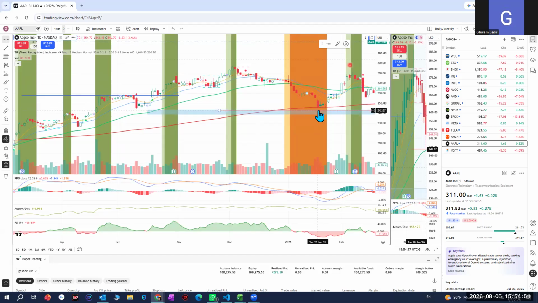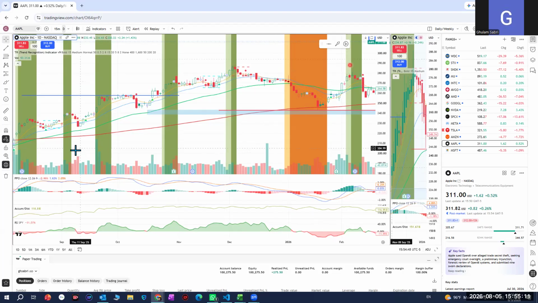I will not give an entry for Apple during this period when the PPO line is going downwards. Never ever, and for that matter, not in any stock. I want my PPO line going up, crossing the signal line, especially if it crosses the zero line. That will be a great entry, which is where the green zone starts.